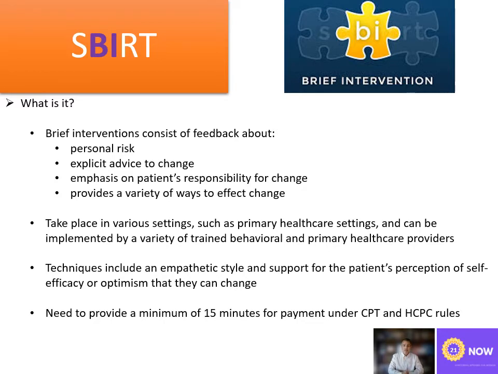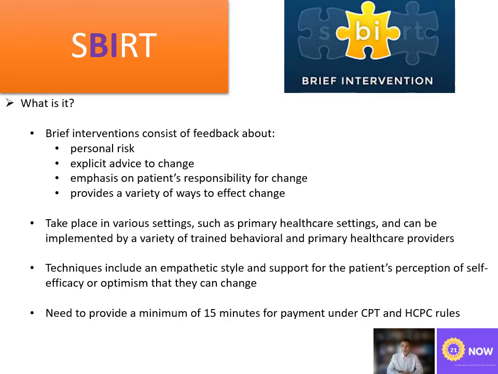This takes place in a variety of settings. It can be primary care, it can be at a pharmacy, it can be at a trained behavioral health facility, this can be in a halfway house or treatment facility. This can happen anywhere, but these brief interventions are where you really get to the heart of the matter and discuss it openly with your patient.